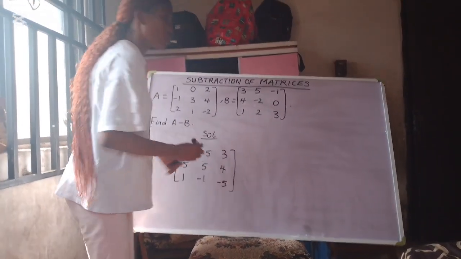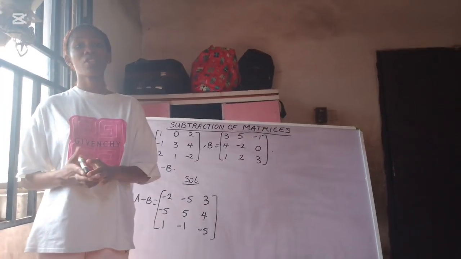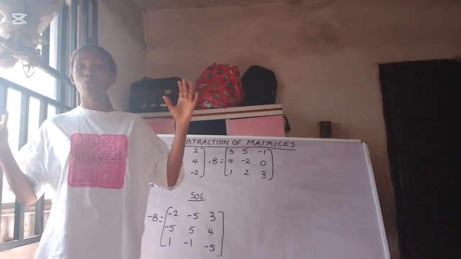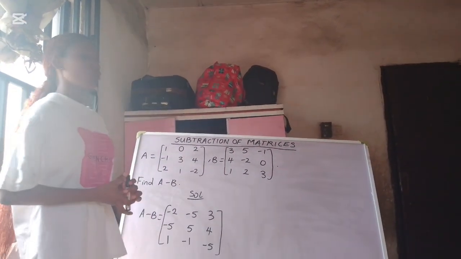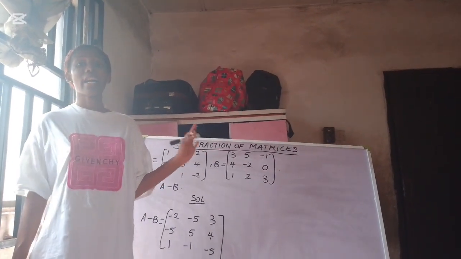So in conclusion of addition and subtraction of matrices, before you start, you must first check if your two matrices are of the same order. If no, do not attempt it. It's not possible. Then if yes, you simply add and subtract according to the numbers in their entries.